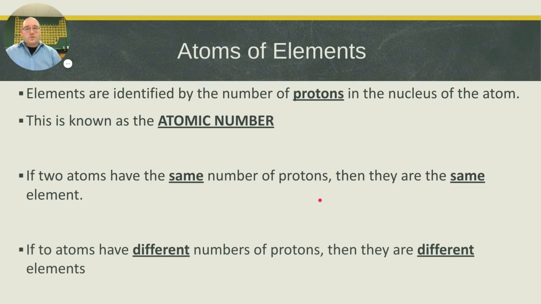So it's like the Social Security number of the element. If 2 atoms have different numbers of protons, they are different elements. So if this atom has 3 protons, it's lithium. If this atom has 4 protons, it's beryllium. So they are different. And the difference is the number of protons. So the number of protons is what identifies the element. That's why we can number all of the elements on the periodic table. They're ordered and numbered by how many protons are in their nucleus.